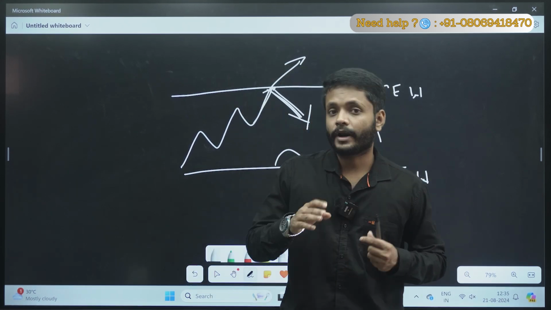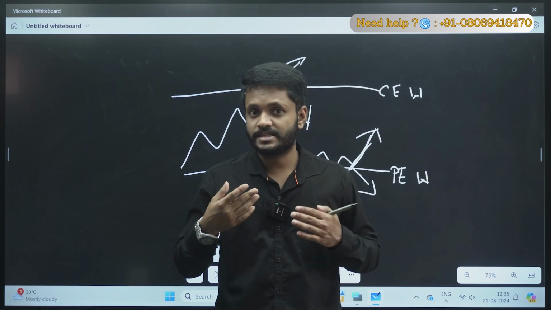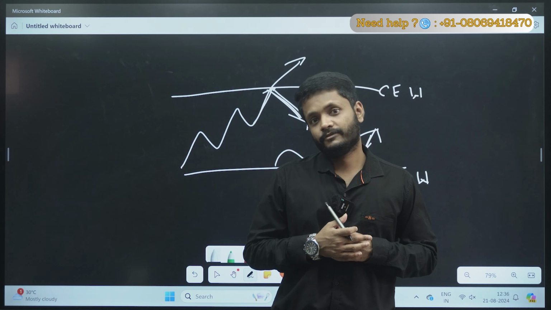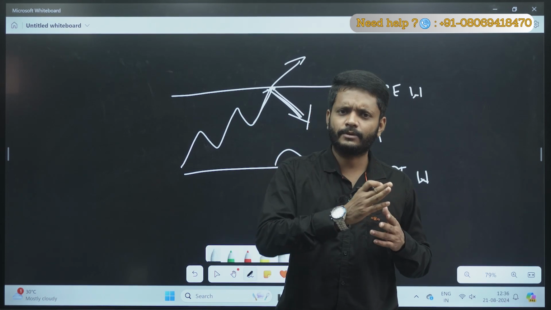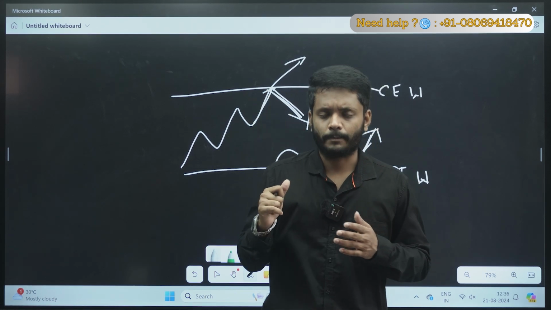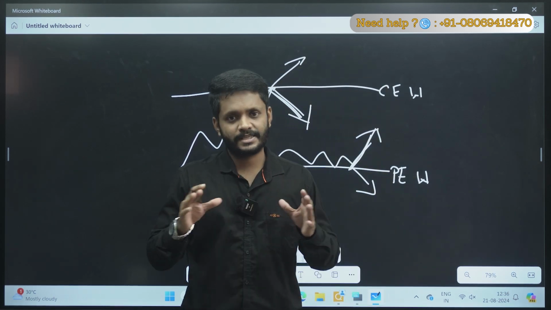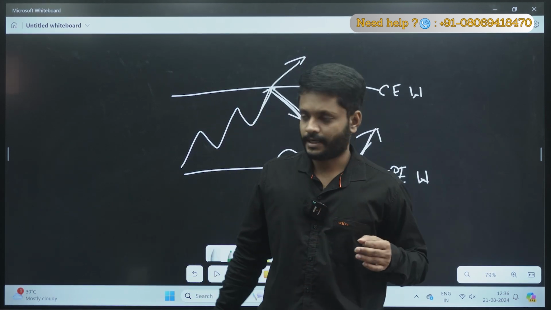Okay, so if more and more writers are adding their positions instead of unwinding, you can say that the stock is going to reverse from there. If they unwind their positions, the stock might shoot up, but instead of unwinding, if more writers are adding, so the game is basically based on open interest, correct?